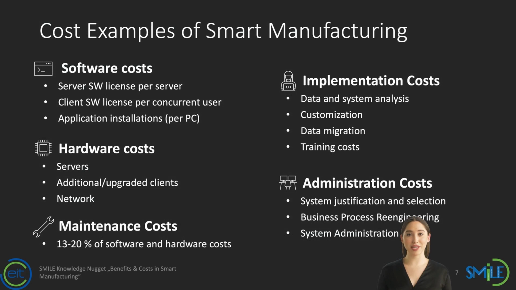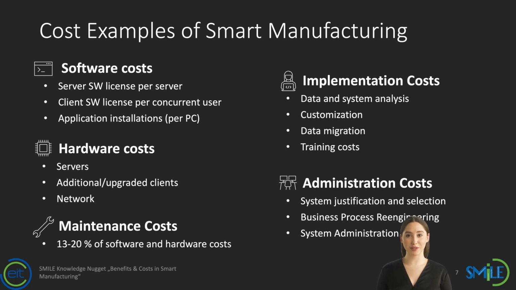In the realm of smart manufacturing, understanding the cost structure is essential for strategic investment. Our costs are categorized into software, hardware, implementation, and administration, with an overall maintenance fee. Software costs encompass licenses for servers and users, along with application installations on individual PCs. Hardware expenses cover the physical servers, any additional or upgraded user terminals, and our networking infrastructure. These foundational costs ensure that our smart systems operate seamlessly.